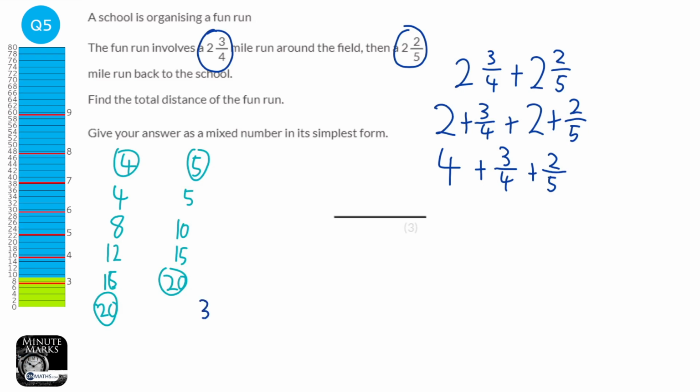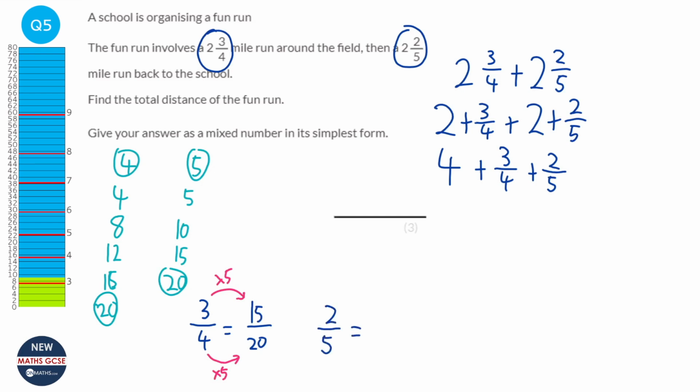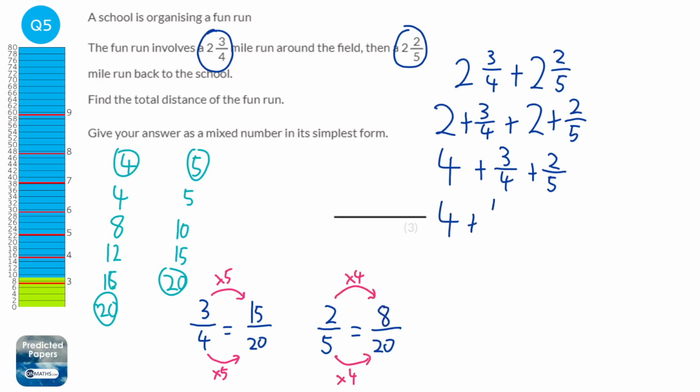Now for 3/4, to get the bottom to equal 20, we need to times the 4 by 5. And whatever you do to the bottom, you've got to do to the top. So times that by 5 as well, which will be 15. And for 2/5, we'll get that bottom to 20. So we times that by 4. And so we've got to times the top by 4 as well to make it 8. So it's going to be 15 over 20 plus 8 over 20.